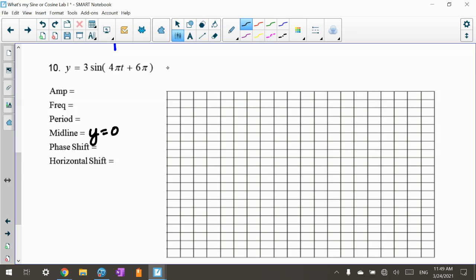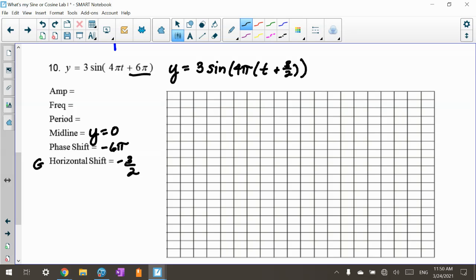on the outside. So we're going to factor the 4 pi out of both of these. I meant to say 4 pi. And so I'm going to factor the 4 pi out. And when I do, I get t plus, and if I divide 6 pi by 4 pi, we get 3 over 2. So watch, 4 pi t, and that would be 12 pi over 2 or 6 pi. So you're like, okay, good. This is my phase shift, which is going to the left, 6 pi. The horizontal shift is after I factor it, so I have -3/2.